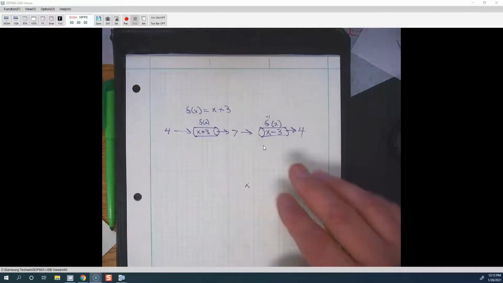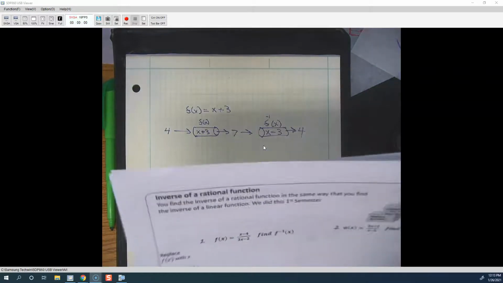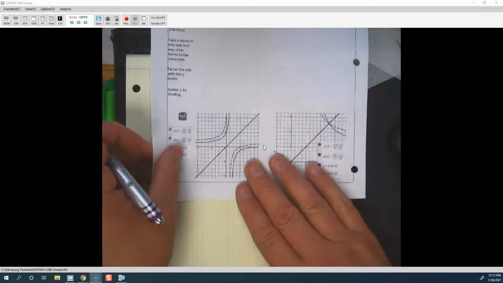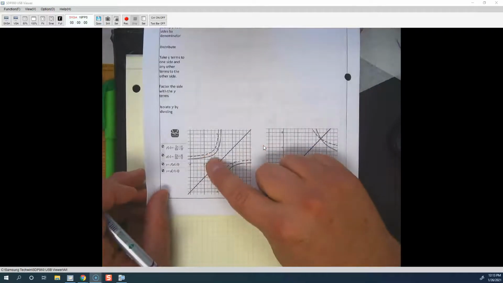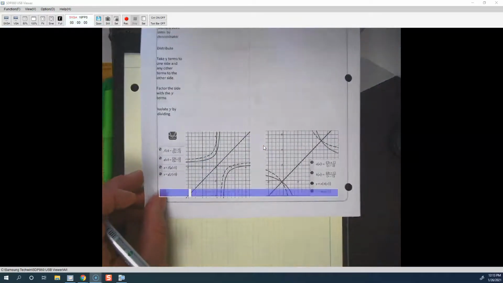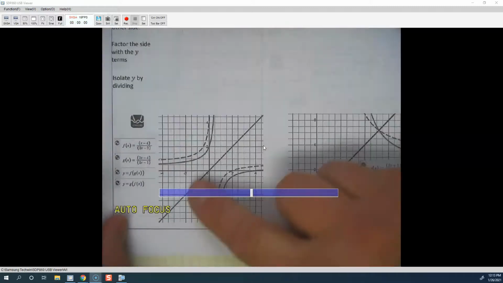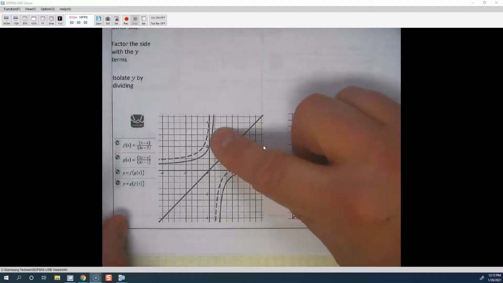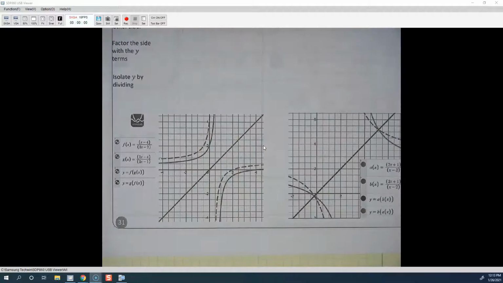The way that we graph an inverse is we fold it over the line y equals x. So on here, the original graph is the solid one, and the dotted graph is the inverse.